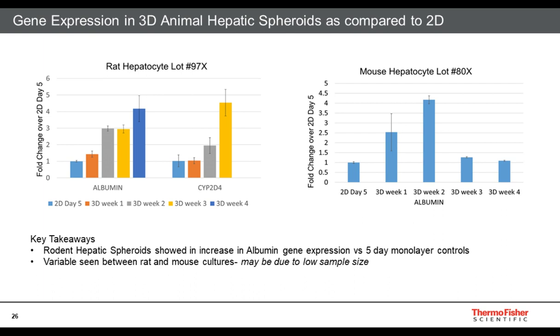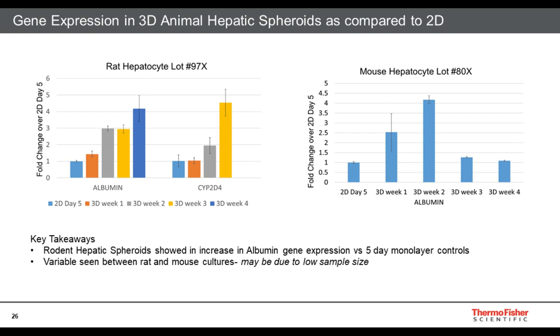This is looking at gene expression in the rodent hepatic spheroids. For rat, on the left-hand side, we looked at albumin and CYP2D4 gene expression, and much like dog that I talked about a few slides earlier, these are gene expression levels as compared to the same cells plated in 2D. So for rat, we see increased gene expression for albumin and CYP2D4.